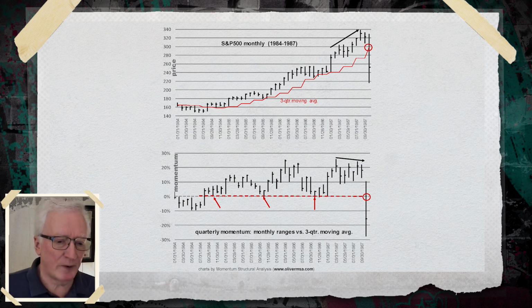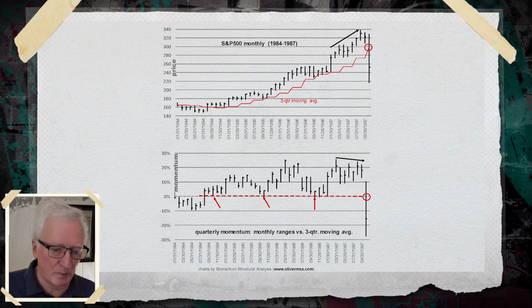Same situation here. We have a price chart at the top with the 3/4 moving average. And below is the momentum chart showing momentum readings, the price in relation to the 3/4 average, which is at the zero line. In the summer of 1984, the market was making a low, and it emerged back above the zero line, the 3/4 average, in August of 1984. And it lived above that line for the next 3.5 years.